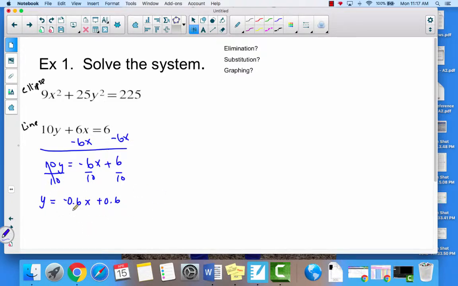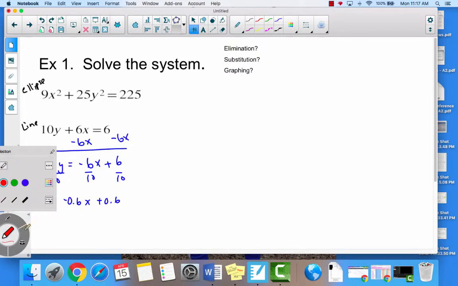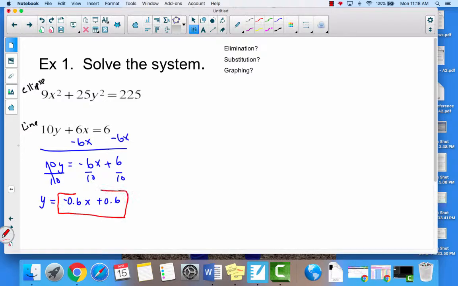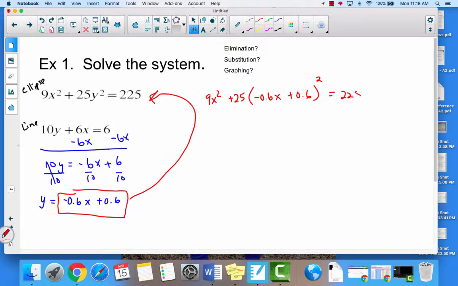All right, and now because I have y is equal to something, I can take that equation, let me get this in red, and I can replace or substitute this into my second equation up at the top here, and that's what I'm about to do. This does take a little bit of space, so just make sure you have room on your notes. I'm going to take the y out and replace it with this equation, and that's going to give me 9x squared plus 25, then times negative 0.6x plus 0.6, all squared, don't forget that, is equal to 225.